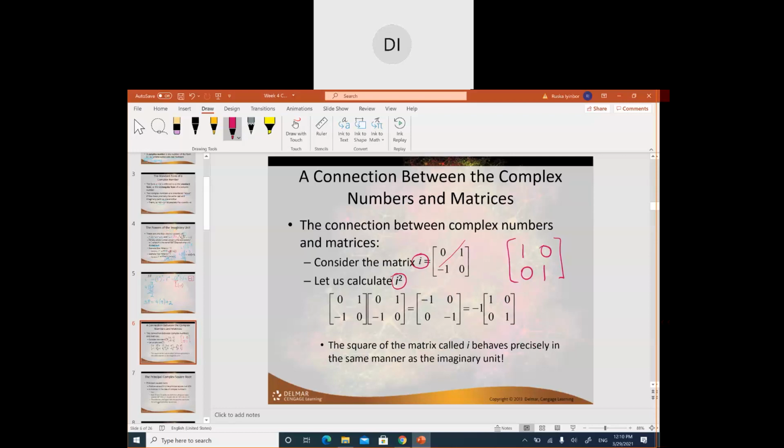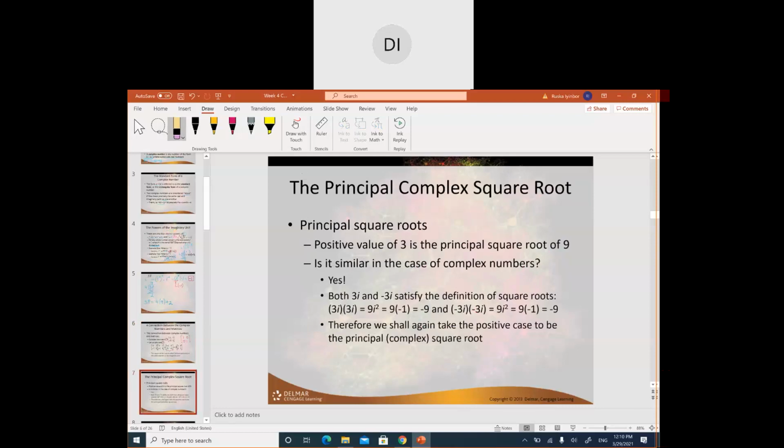When you multiply row by column, we did this in algebra. We're not going to do that now, so I'm kind of skipping through. When you multiply, you're going to get this matrix, and in this matrix you have negative and negative, so you're going to factor out negative 1, which is exactly what you get, okay? So I'm going to explain that you have a connection between the complex number and matrices. We're not going to do a lot with that, okay?